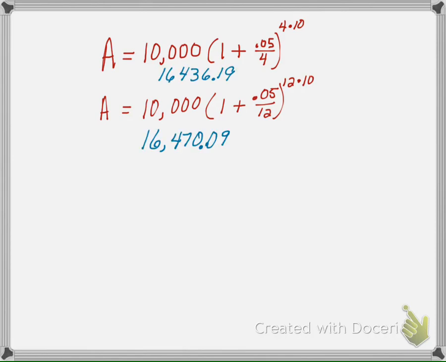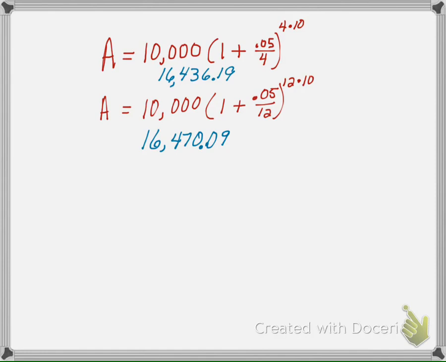All right, so here are the results. Compounded quarterly, you get $16,436. Compounded monthly, you end up with $16,470. And you're thinking, that's not a real big difference. You know, what, $34 difference over the course of 10 years? That's not really a big deal. But to a bank, that's a real big deal. Because it's not just your loan or your investment, right? You're talking about possibly millions of customers.